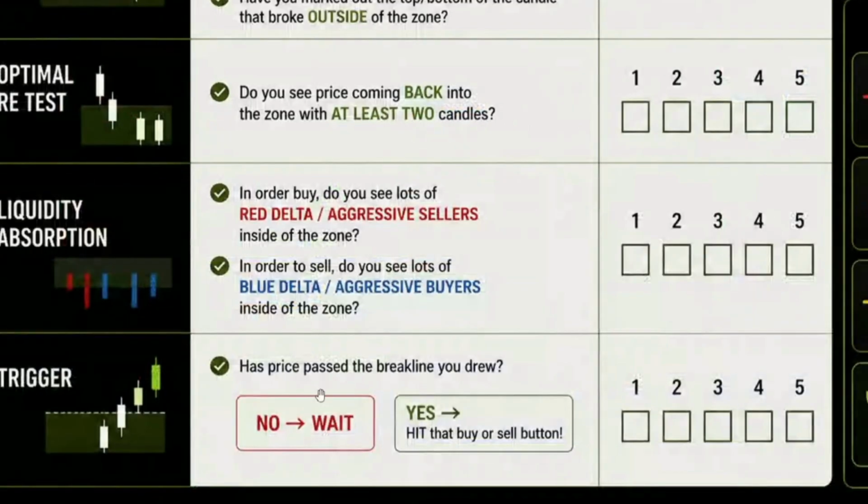What we mean by liquidity absorption is you want to look at buy side liquidity and sell side liquidity, and inside that level, your job is to see who was absorbed. In order to buy, you need to see sellers inside the zone being absorbed. So if we're looking for buy trades, you need to see red delta. You need to almost flip your brain to look for the opposite.